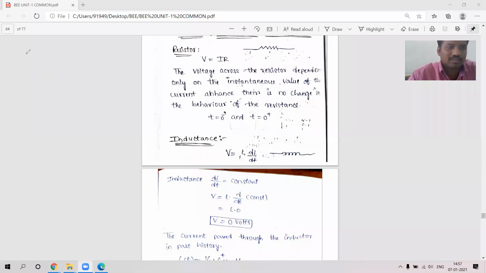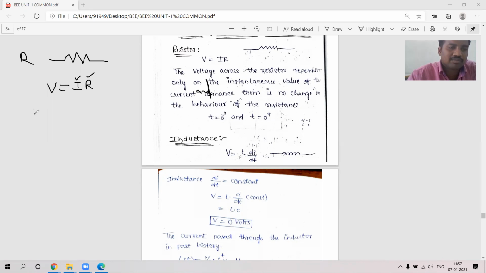Let me consider first R. This is the resistor symbol, and we know the voltage for a resistor. According to Ohm's law, V is equal to I into R. There is no derivative part in the current. So clearly the voltage depends directly on the instantaneous values of the current, and hence there is no change in the behavior of the resistance.